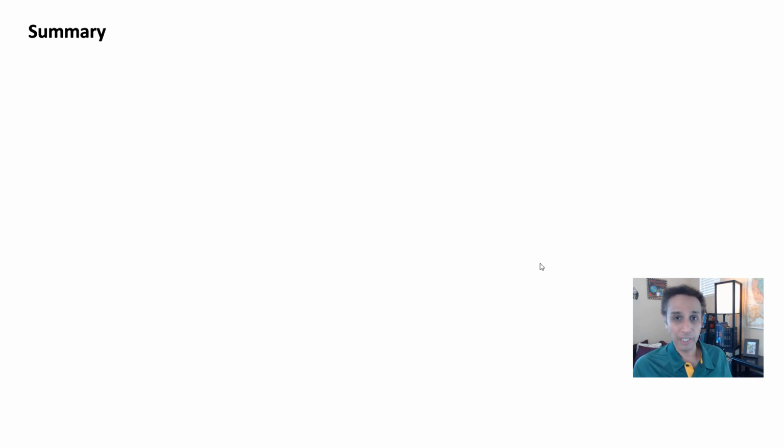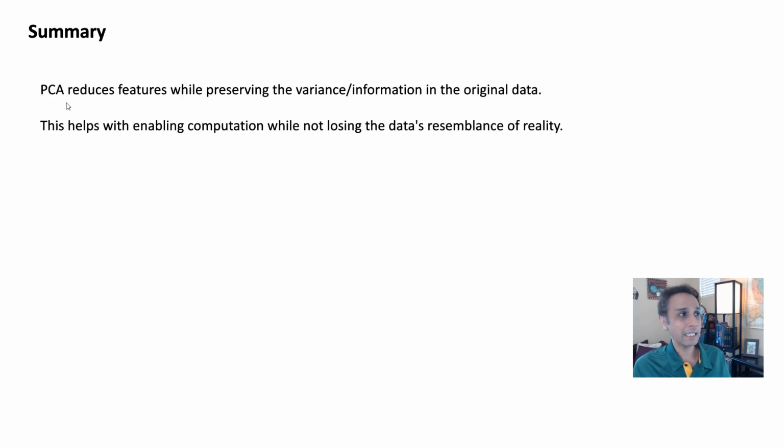So in summary, just to close this off, PCA basically reduces the features while preserving the variance information. If you come from a statistics background, you probably understand that. If not, it's fine. It's dangerous because you're using something where you may not have a fully in-depth understanding, but that's what tools are meant to be, right? You just use this as a tool. If it solves your problem, you're good. And it enables computation while not losing the data's resemblance.